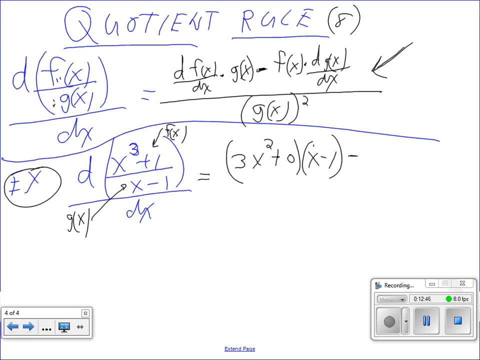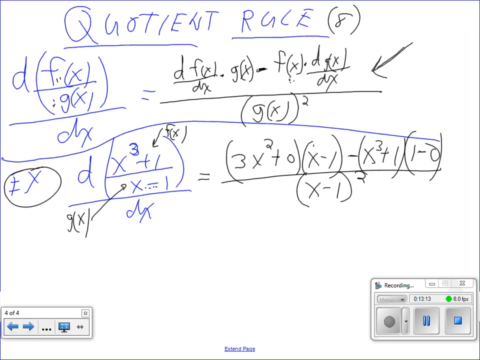Minus what's f of x? Okay, I put in f of x here. X cubed plus 1 times g prime, what's the derivative of x minus 1? So that's just 1 minus 0, right? 1 minus, what's the derivative of 1? 0. Over what? G of x squared. What's g of x? X minus 1, so that's going to be x minus 1 squared.